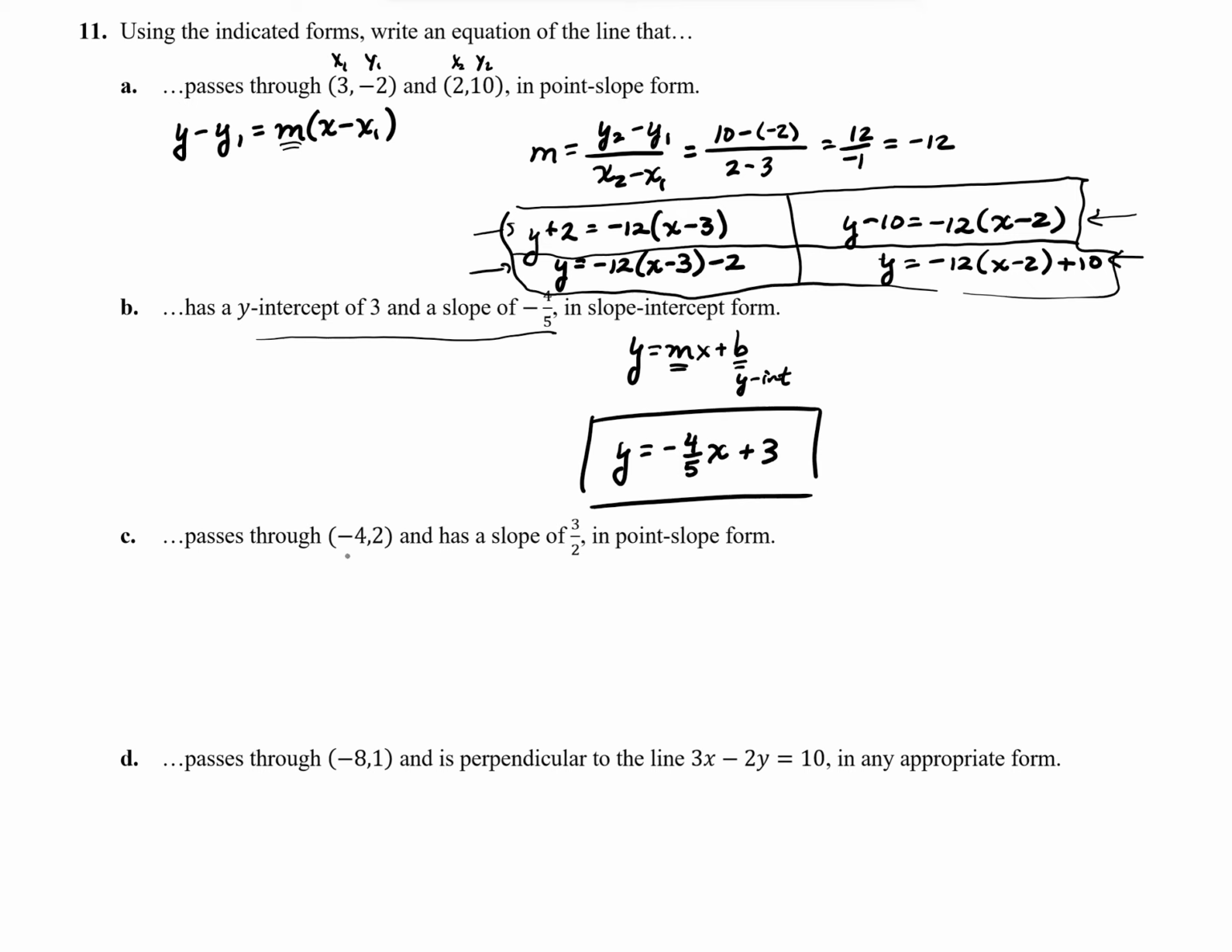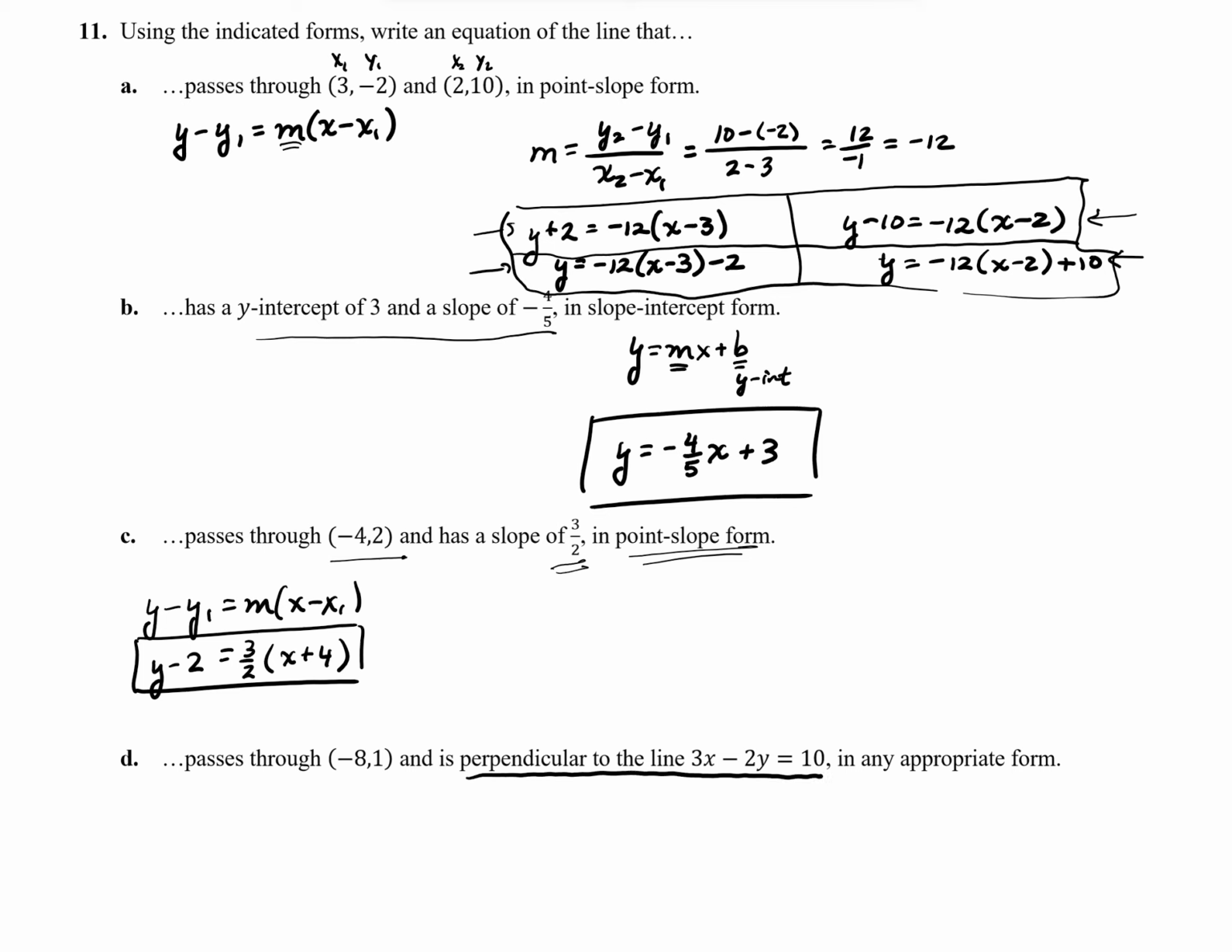In C, it passes through this point, has that slope, and you want point-slope form, so it's the y minus y1 equals m times (x minus x1) form. And they give you the point and the slope. So the slope's 3/2. The x1 is negative 4, so that becomes minus negative 4, plus 4. And this becomes y minus 2 over here. So that one's good.